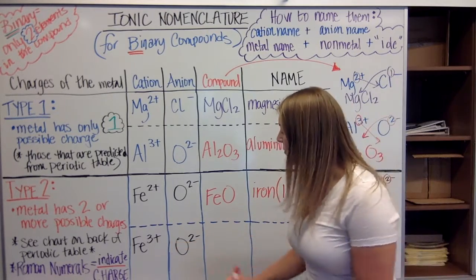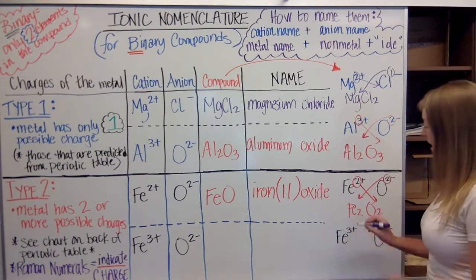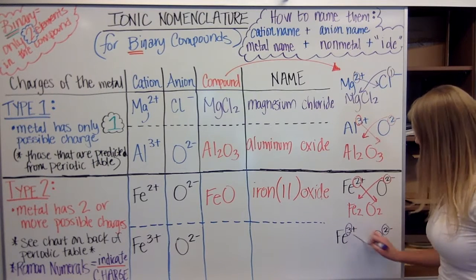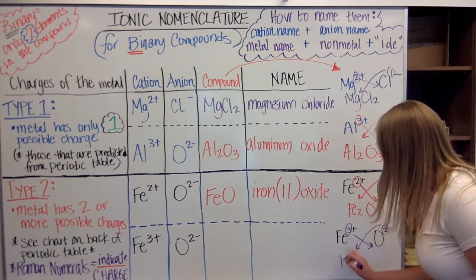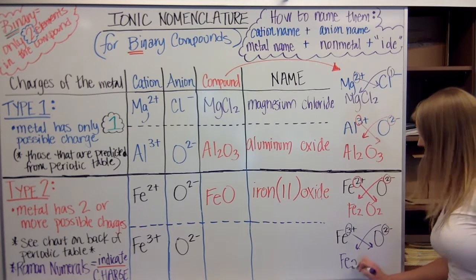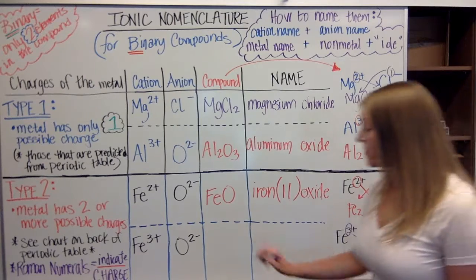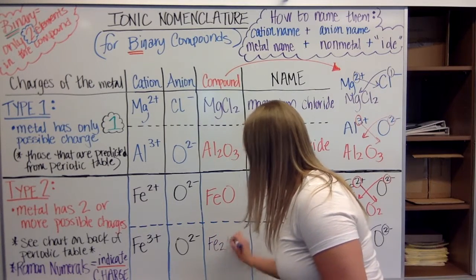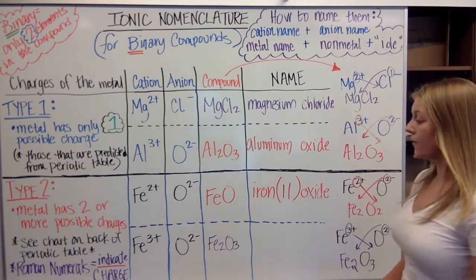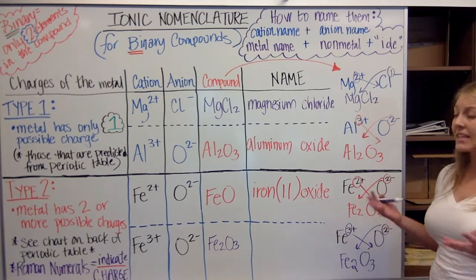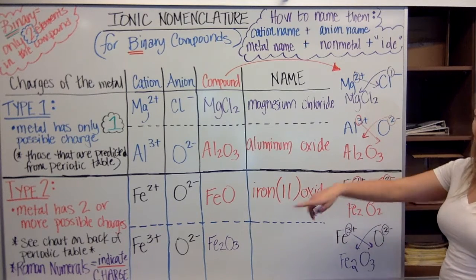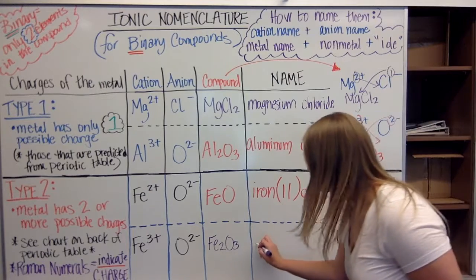Down here, Fe3+ and O2-. Again, I'm going to circle the 3, circle the 2, crisscross, and Fe2O3 is what I get. 2 and 3 cannot be reduced. So Fe2O3 is my final compound. And now to name it, I'm going to, again, write the cation like I see it, iron.